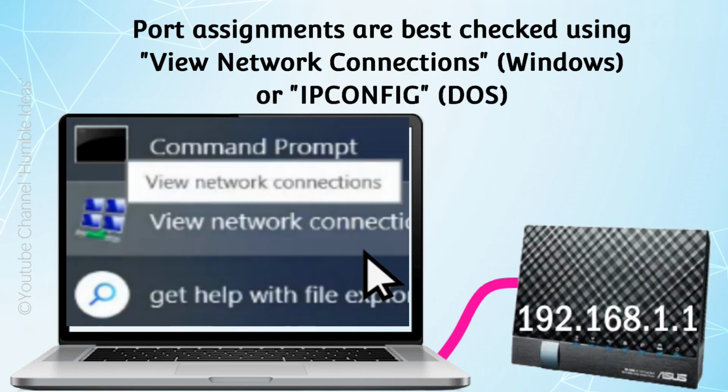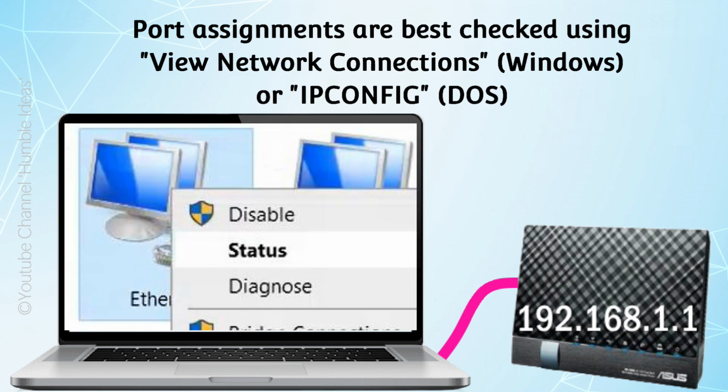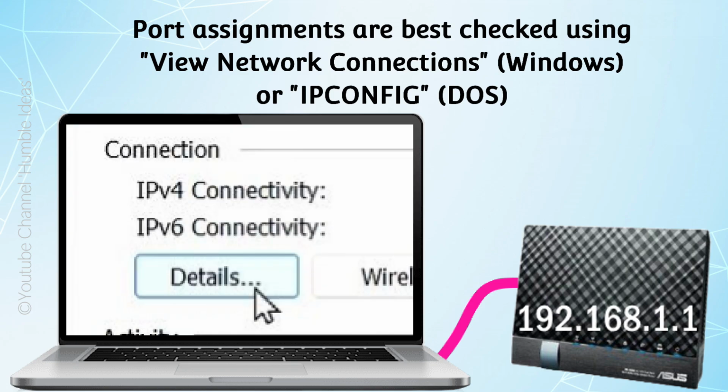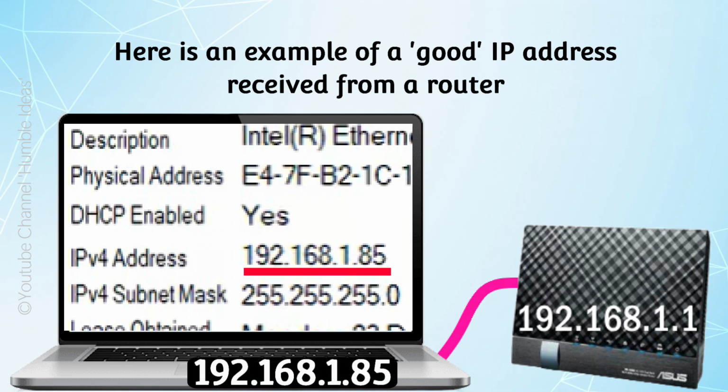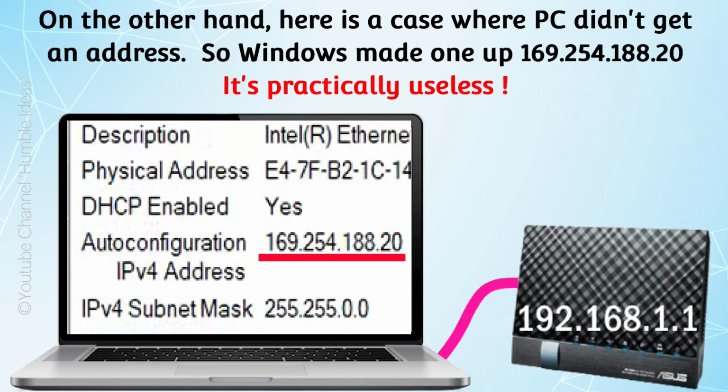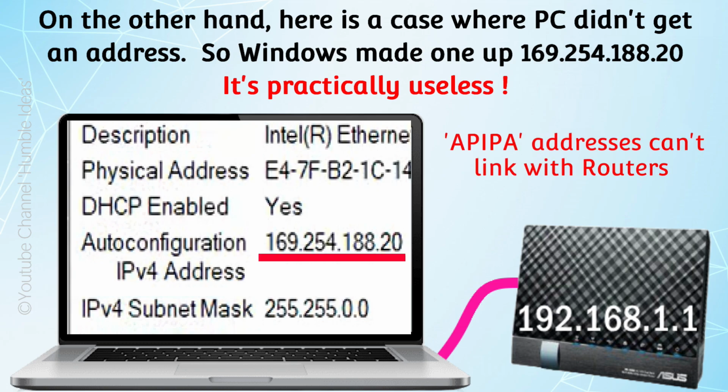Port assignments are best checked using View Network Connections. Here is an example of a good IP address, received from a router. On the other hand, here is a case where the PC didn't get an address, so Windows made one up. It's practically useless.